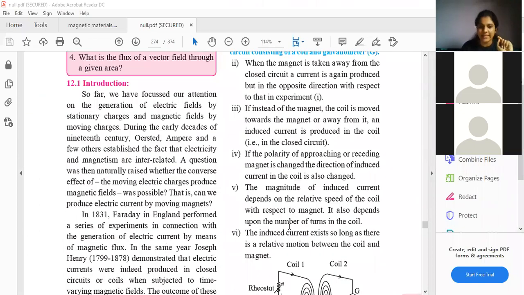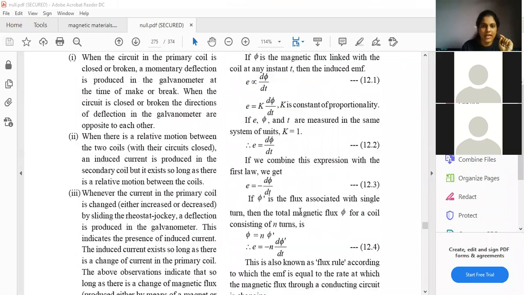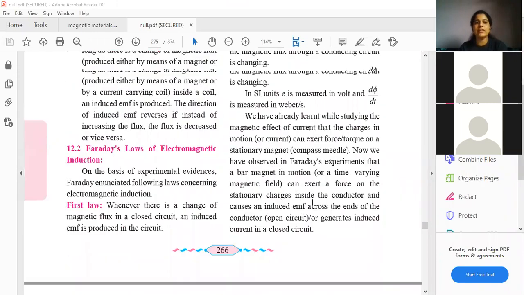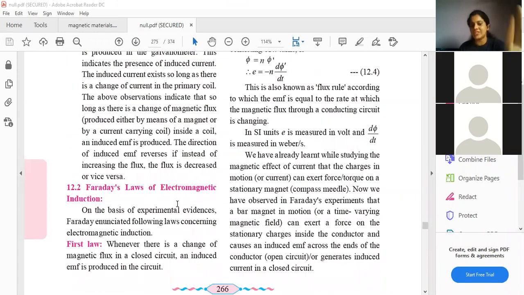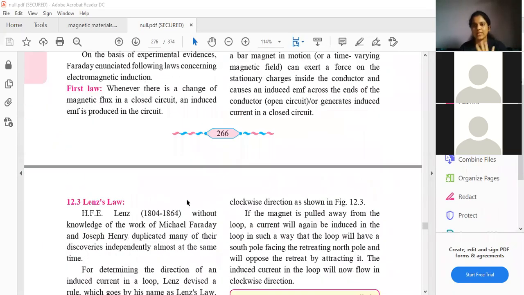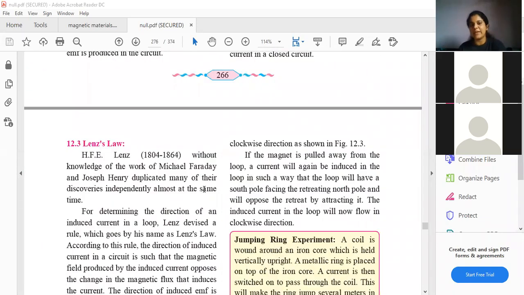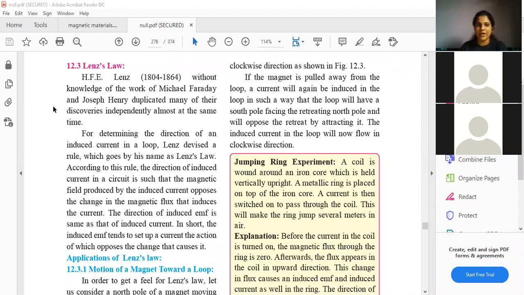Now let's move on to Lenz's law. I'll just directly get to Lenz's law. Actually, there are many things that have to be studied. First Faraday's law, then only you go to Lenz's law. But I can't take much time explaining this part because I have to cover my chapter. Alright, fine. So you can see here Lenz's law. Just concentrate on the second paragraph. Let me just mark it.